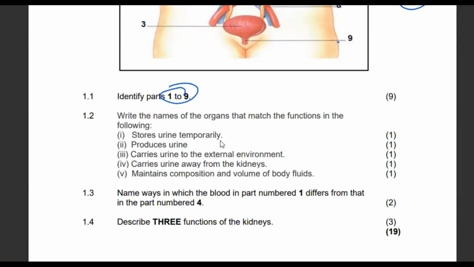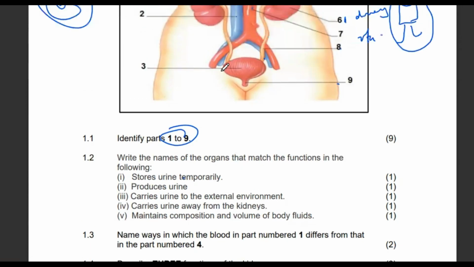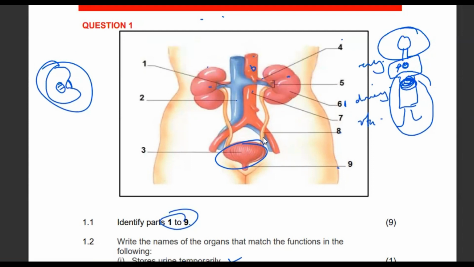So I think we have got the answers for this. They're saying, write the names of the organ that match the function in the following. Stores urine temporarily. When you talk about storing urine temporarily, they are looking for the bladder. So the answer is bladder. Then, produces urine. What produces urine? In this case, we are talking about the kidney.